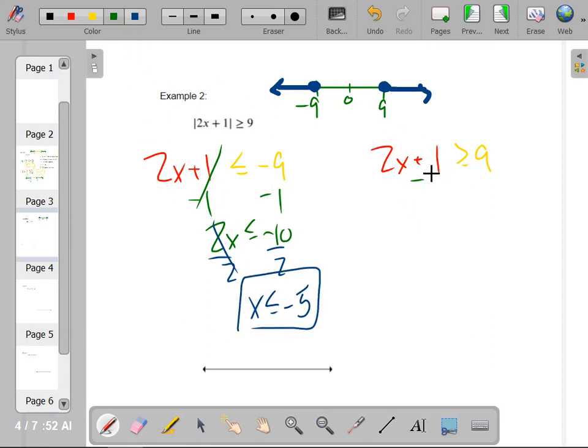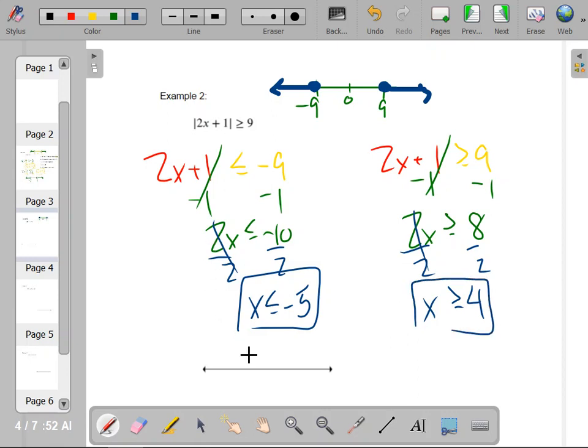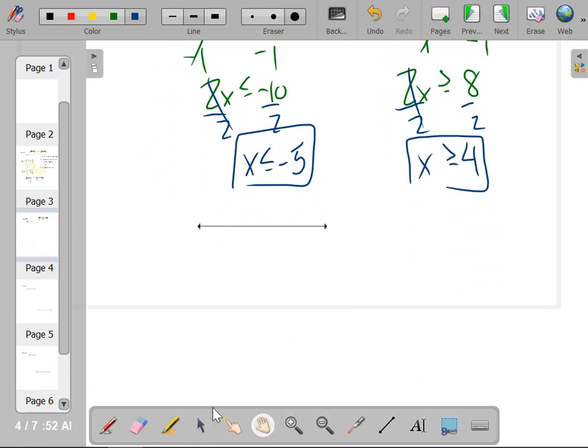Similarly, it's the same two steps. You're going to subtract 1, only this time it's 9 minus 1 is 8. And then you're going to divide by 2. So x is greater than or equal to 8 divided by 2 is 4. So x is less than or equal to negative 5, or x is greater than or equal to 4.